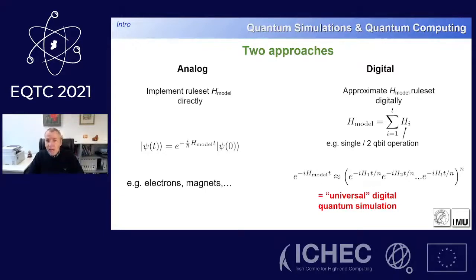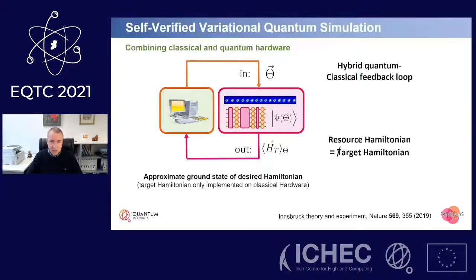So the analog way can be advantageous if you can implement the rule set directly onto your system, but you are typically restricted in which kind of rule sets you can implement. So that's the limit. The digital system, of course, has the advantage that you can realize almost any rule set built up out of these elementary gate operations. The downside is that you might need a huge number of gates and qubits to actually achieve the same time evolution as for the analog device.